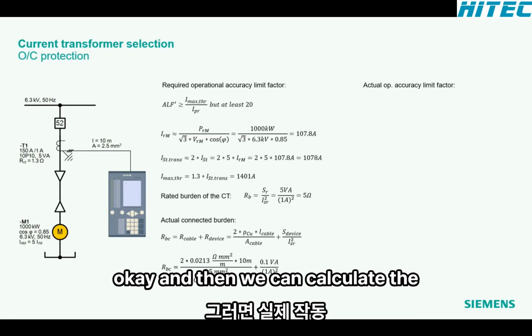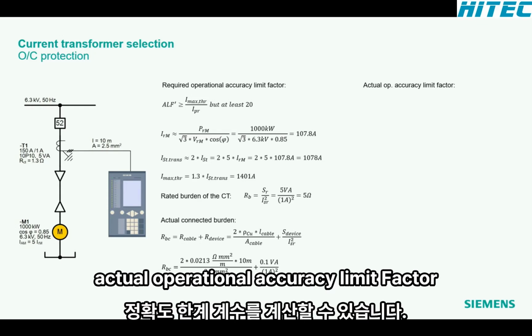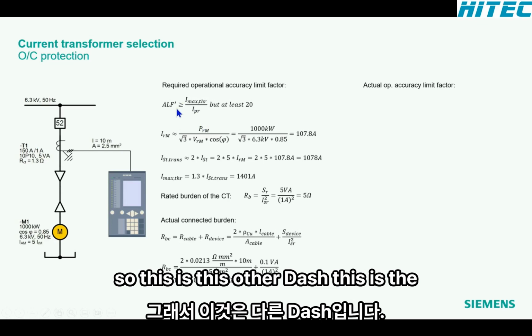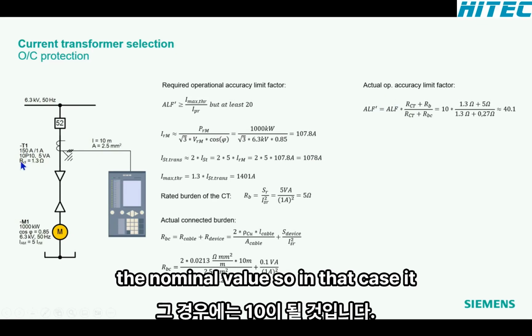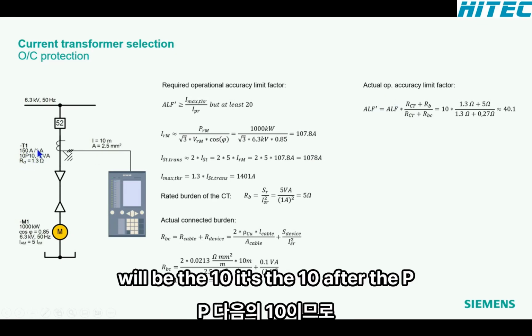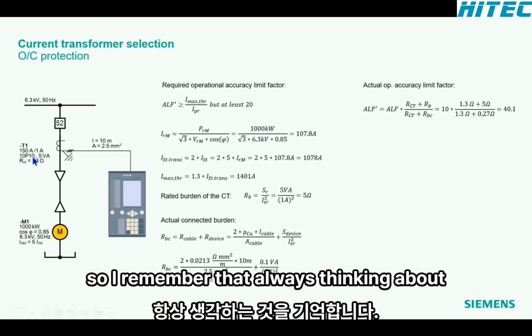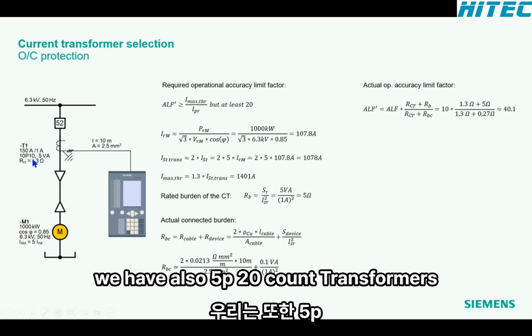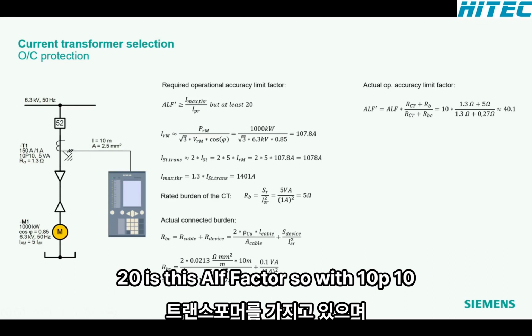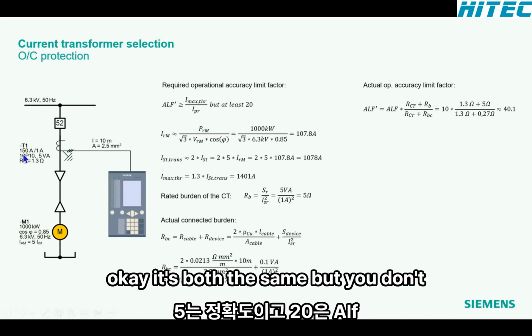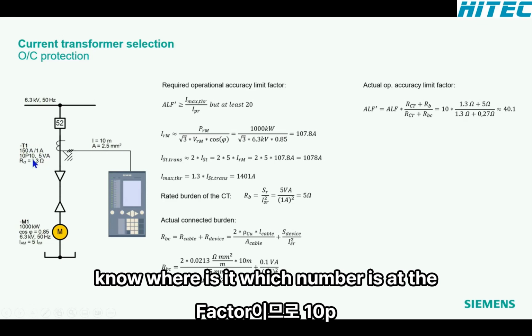Okay, and then we can calculate the actual operational accuracy limit factor. So this is this ALF dash. This is the nominal value. So in that case, it will be the 10. It's the 10 after the P. I remember that by thinking about 5P20 current transformers, where the 5 is the accuracy and the 20 is this ALF factor. So with 10P10, okay, it's both the same, but you don't know which number is relevant at the end.